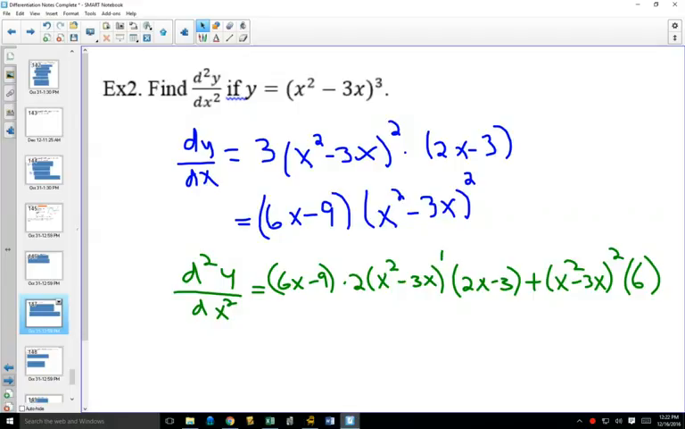In this case, you might start to wonder, maybe it would have made sense to actually expand the top completely and multiply x squared minus 3x times x squared minus 3x times x squared minus 3x. Because then my function will be really easy to take the derivative of, and then the second derivative and the third derivative, and so on.